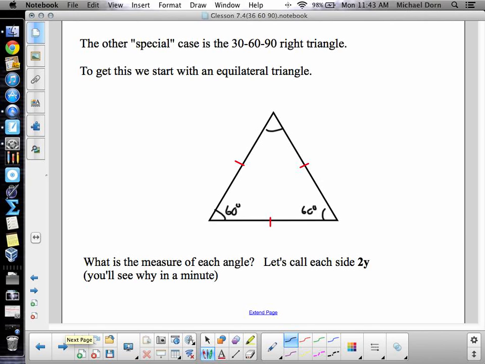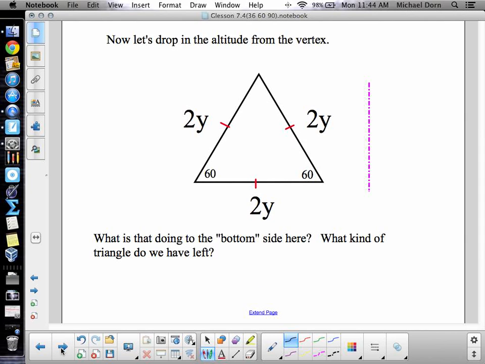So what we're going to do is call each side length, I'm going to give each side a measurement. I'm going to call it 2y. I'm going to call each side 2y. You'll understand why in just a second, so we don't wind up with fractions. I don't want to wind up with a fraction. That's why I call each side length 2y.